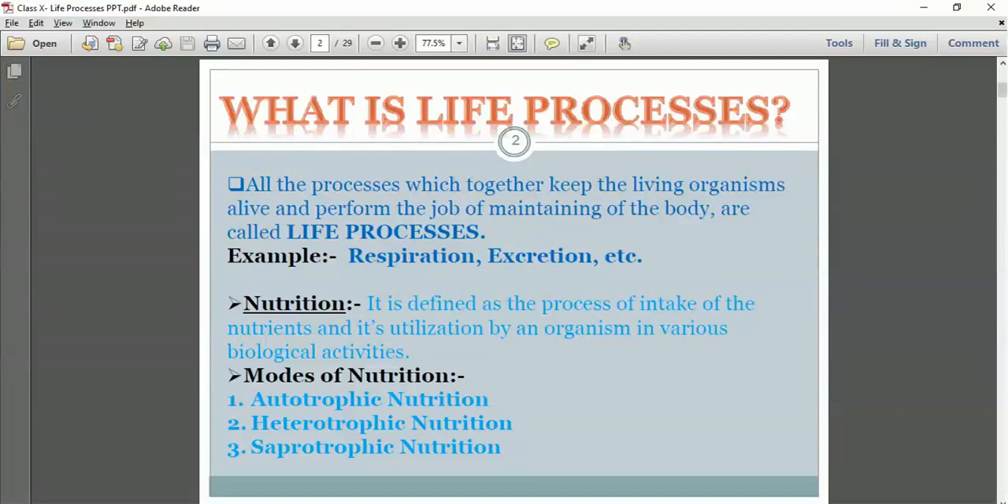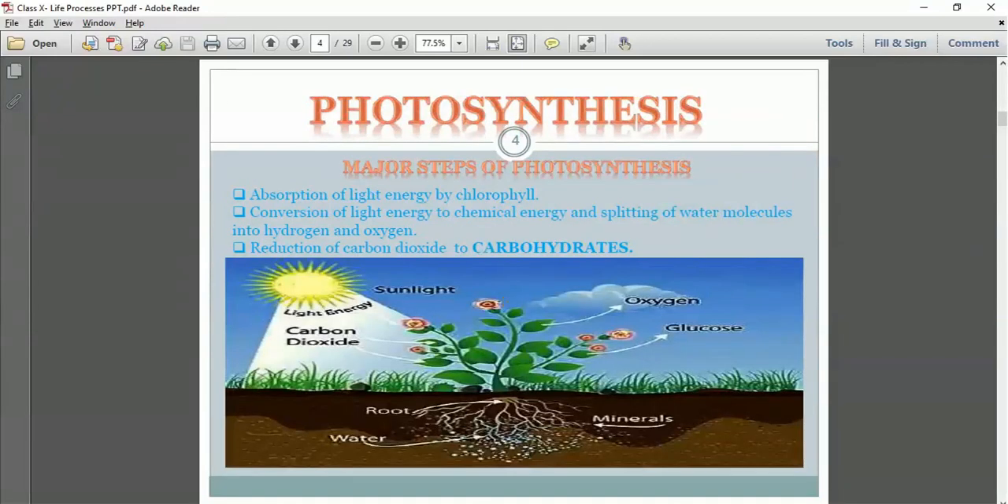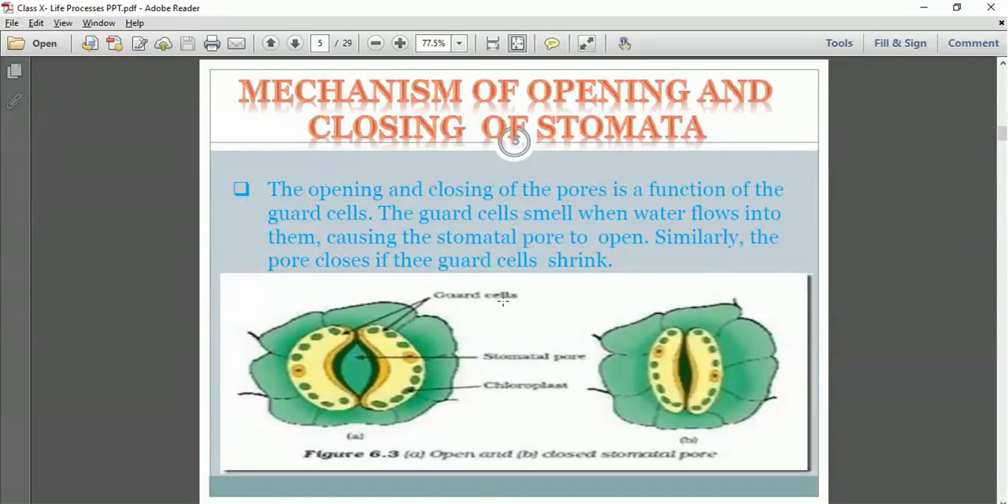Hello students. Till now, in the last video, we had discussed life processes. What do you mean by life processes? What are the different types of nutrition? Autotrophic, heterotrophic, and saprotrophic. And we discussed autotrophic nutrition, photosynthesis. And today we will start with the mechanism of opening and closing of stomata.